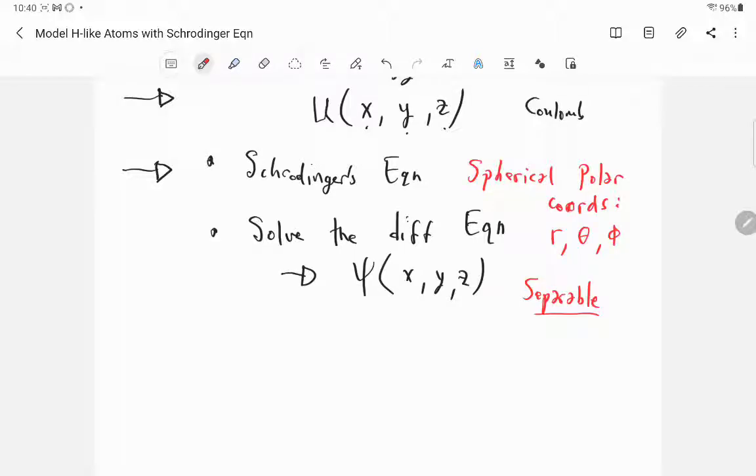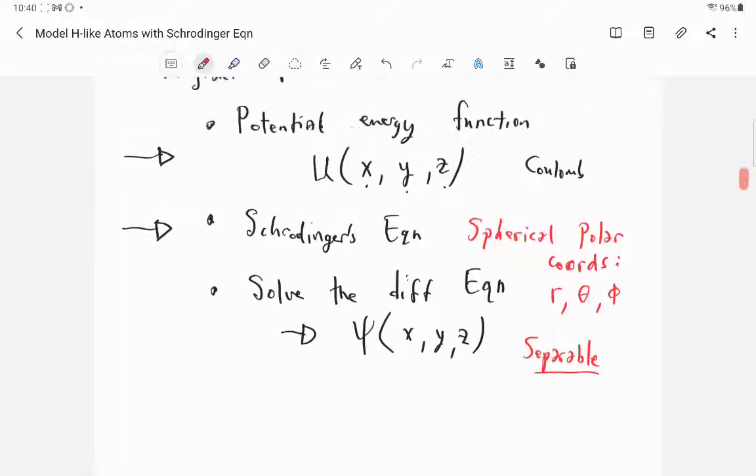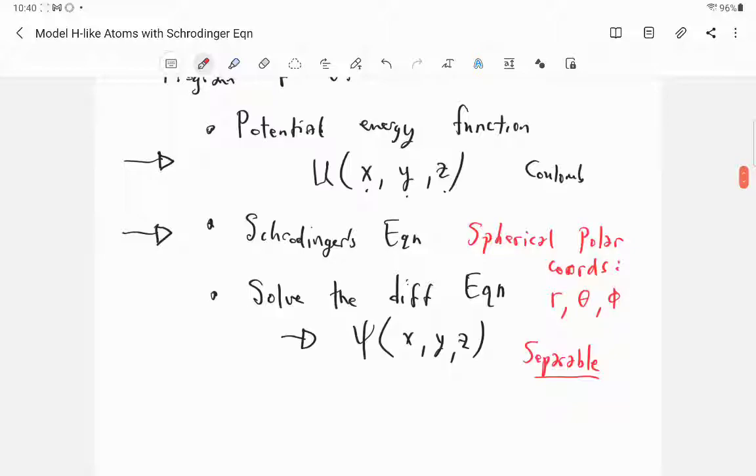It's a separable differential equation in these coordinates, which is why people do it, because when you have a separable differential equation, that indicates a huge simplification in the math problem that you have to solve. Okay, so anyways, let's start here with determining the potential energy function.